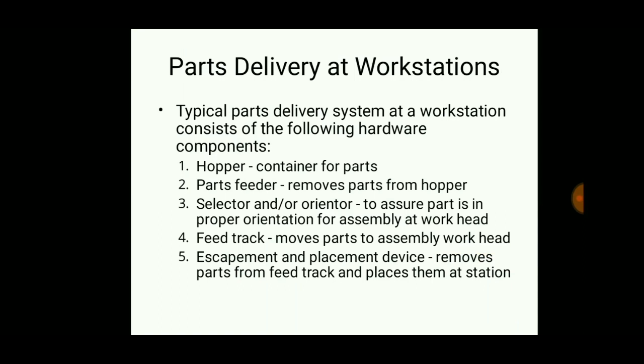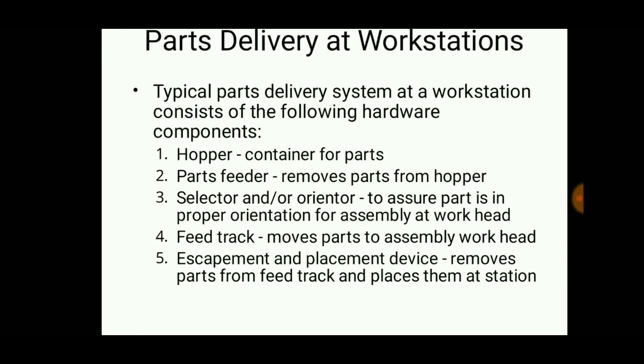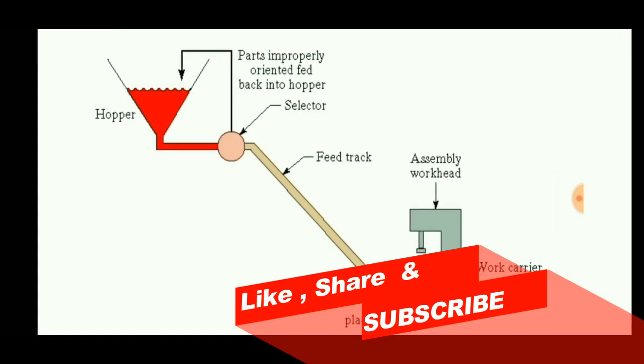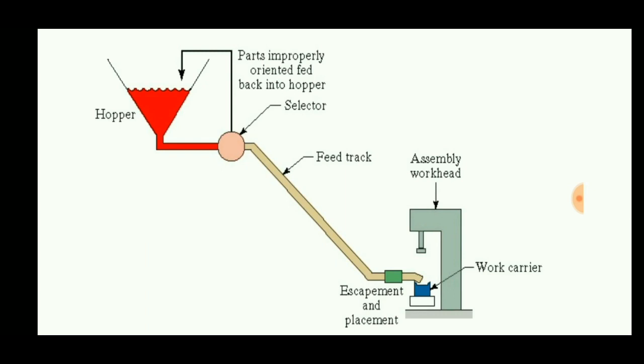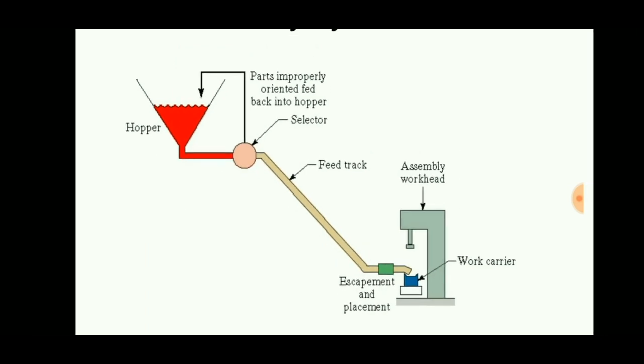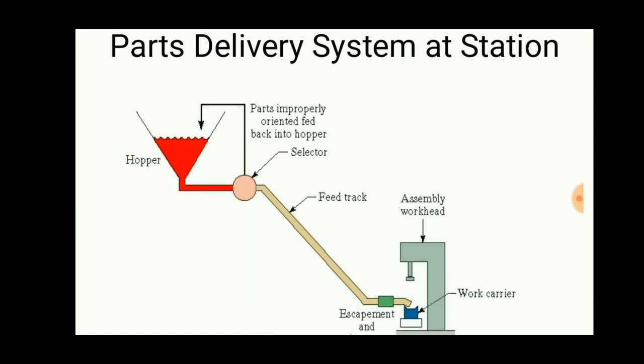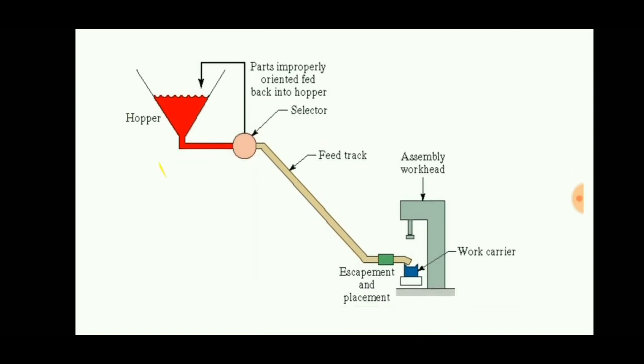Finally, the escapement and placement device. It is a device used to remove the parts from the feed track and place them at a station. This is an essential part. The escapement and placement device removes the parts from the feed track and places them at a station, that is the working station. In this station, the assembly operations are done. So these are the 5 major parts for doing the part delivery system: hopper, part feeder, feed track, escapement and placement, and work carrier.